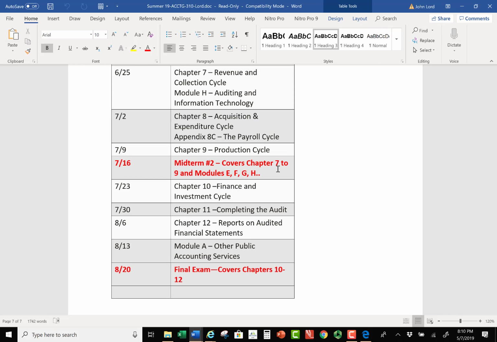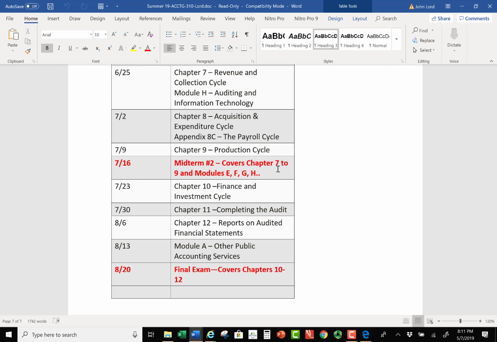Oh, format for the test. I'm thinking 20 multiple choice questions. It'll be similar to these quiz and homework questions that we're going to look at tonight. And one free response type question. Does that sound fair? Yes. Okay. So 20 multiple choice questions and a free response question, I think is fair. And we'll take the whole class time.